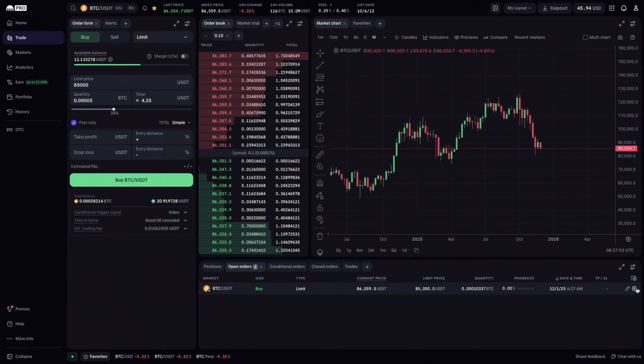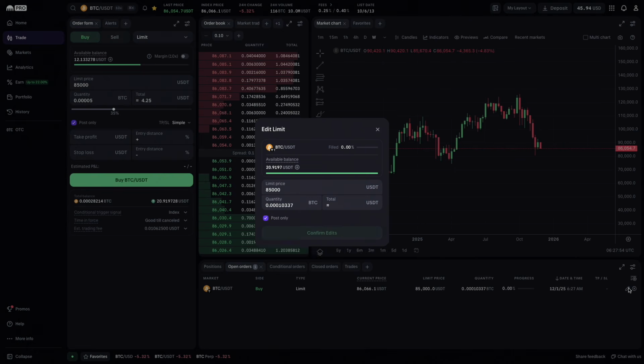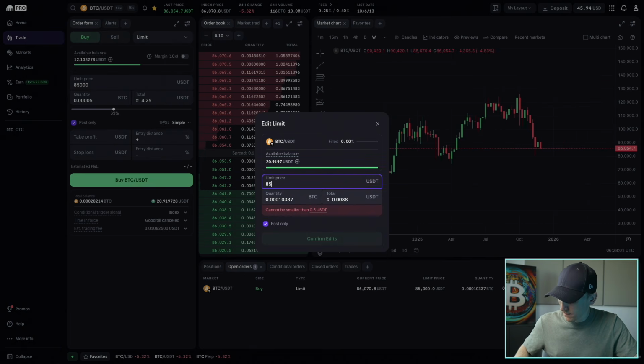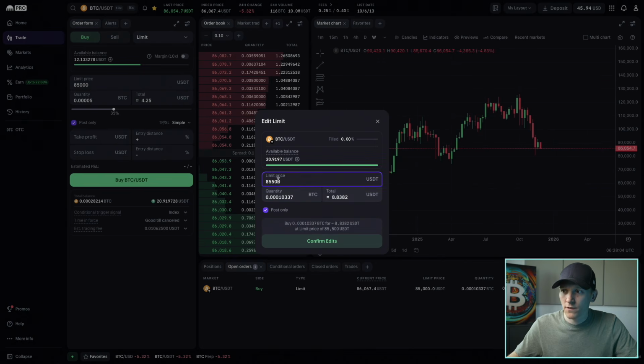So X is obviously cancel the order, or you can choose the edit button. And then what you can do is just choose the limit price again. So 85, we're not going to get traded there. Let's try 85,500.